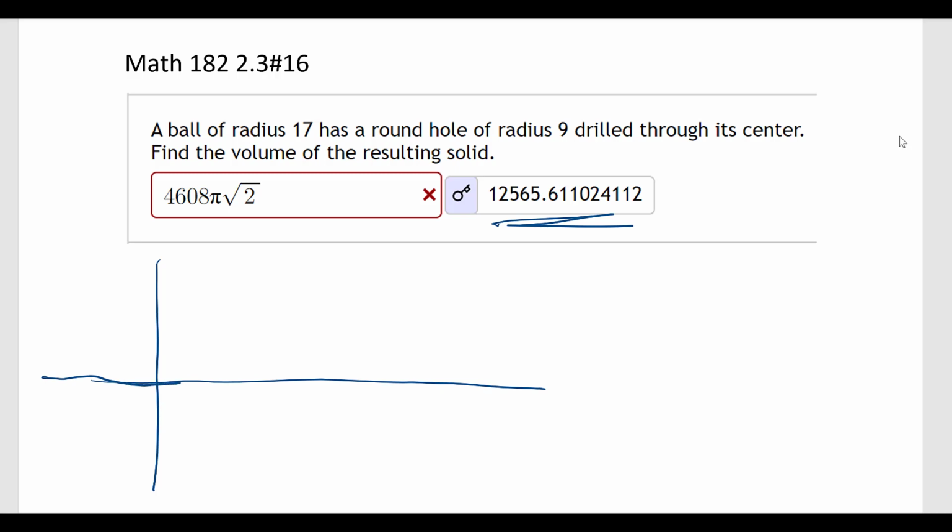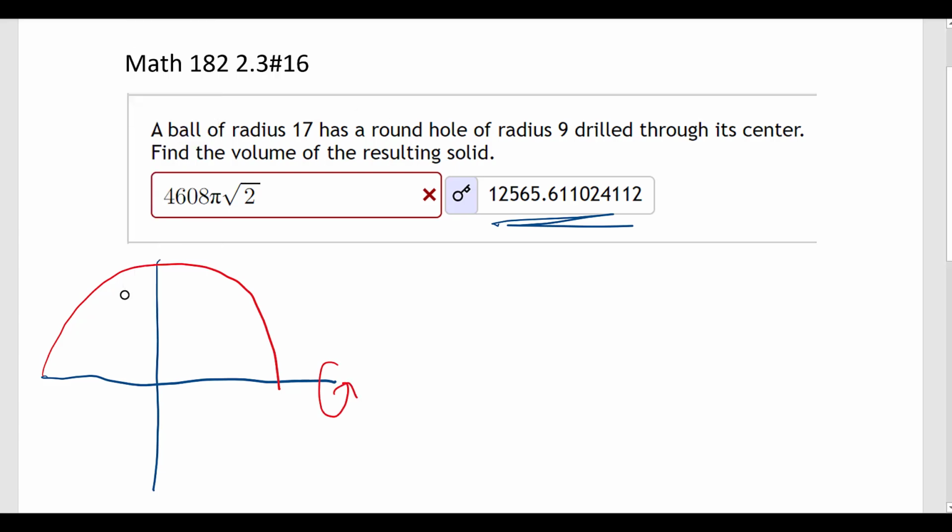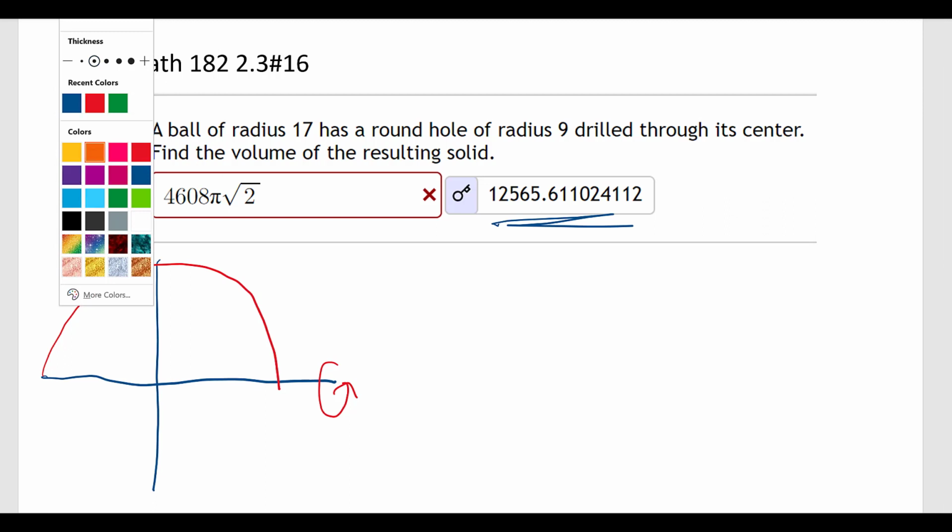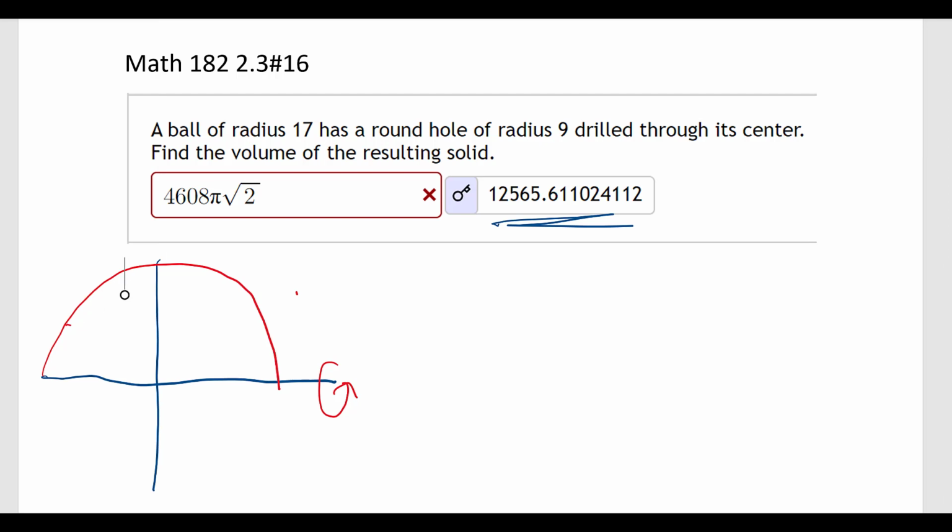So I'm going to draw this. What we have is, think of it as a semicircle that's going to be rotated around the x-axis. Then right along here, we have y equals 9.